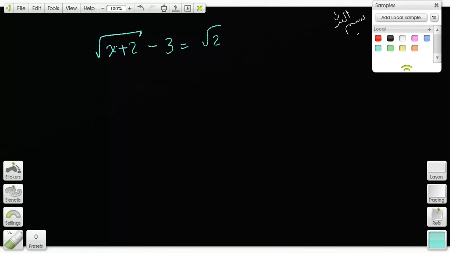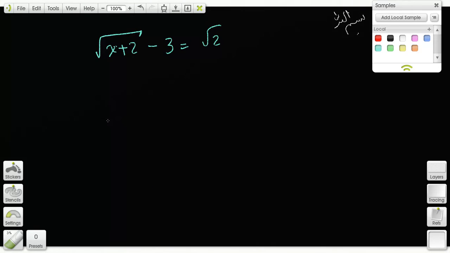Correct? Now, see, the basic principle for solving radical equations is what, Omar? You need to corner the radical. It has to be all by itself, right? And then you square it, right? You follow? Alright. Okay. You following this? You get it?